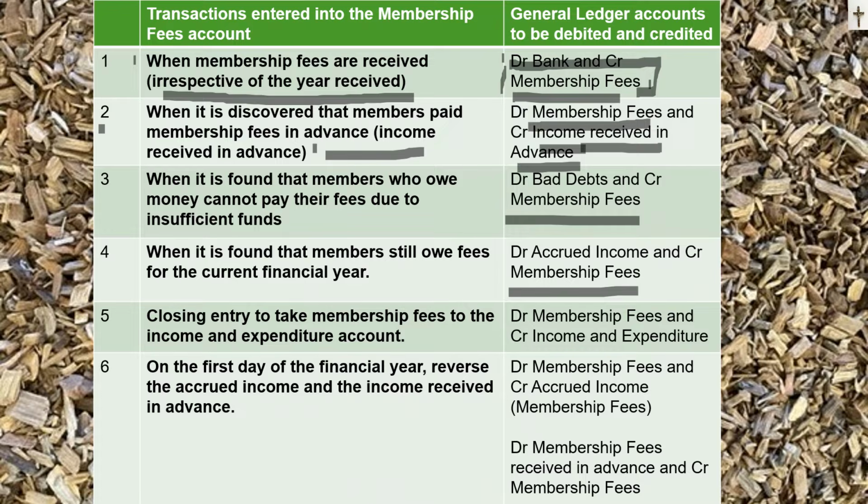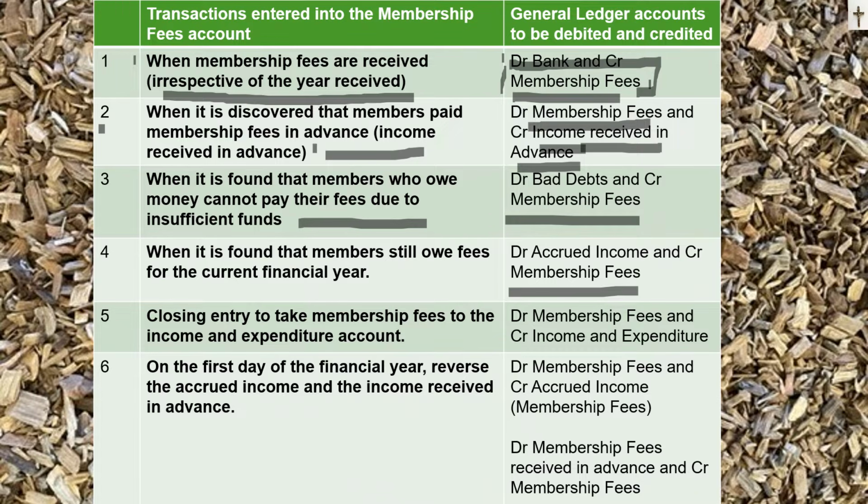So we don't want income received in advance, even though we have received it and we've recorded it in the membership fees account. We must do an adjustment to fairly reflect the actual income earned in the current period. So if some members pay in advance, it's going to be income received in advance. So that's another transaction that goes into the membership fees account. Let's move on.